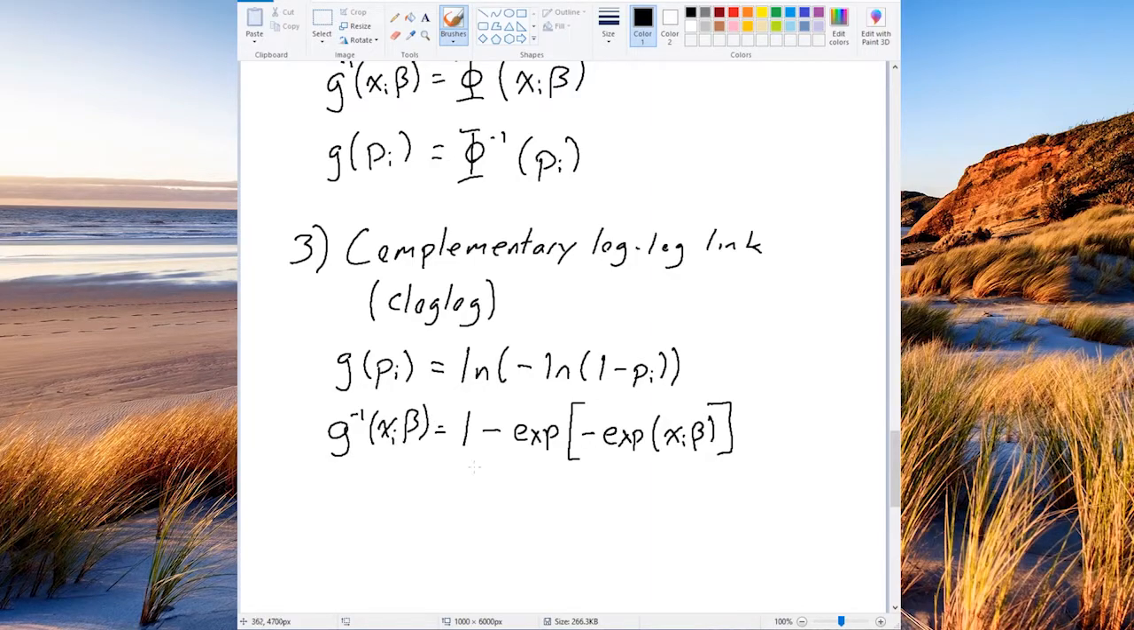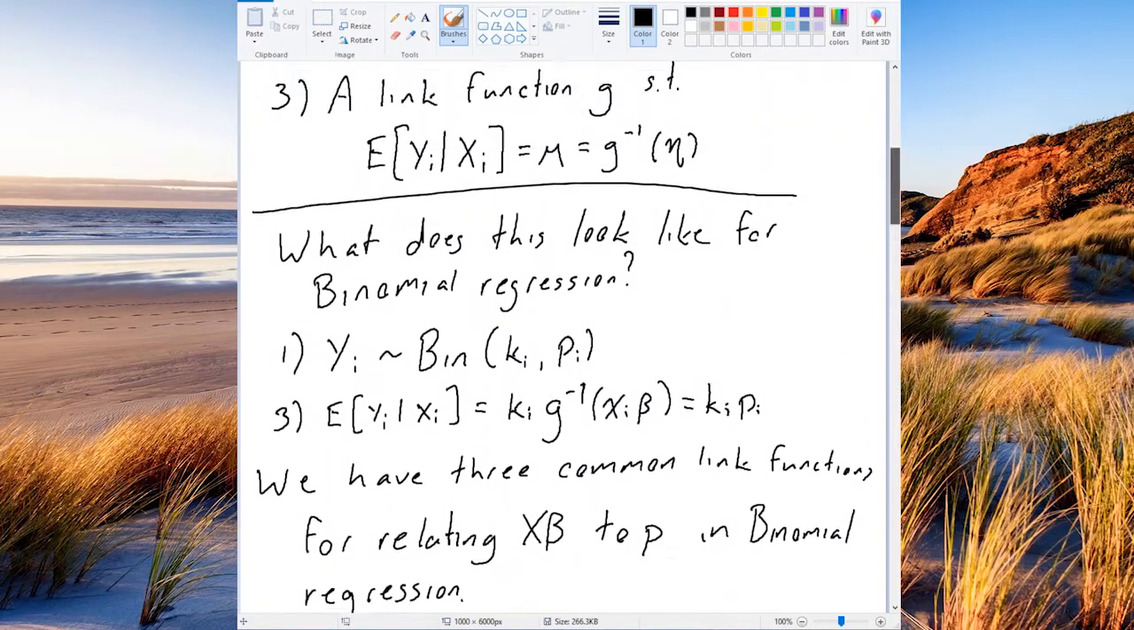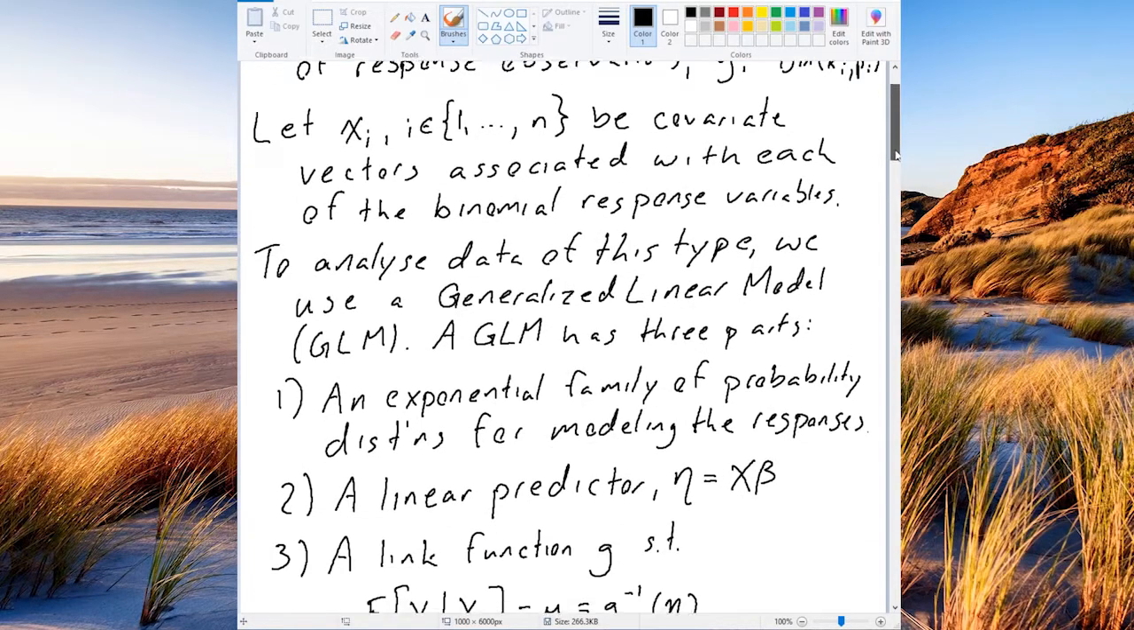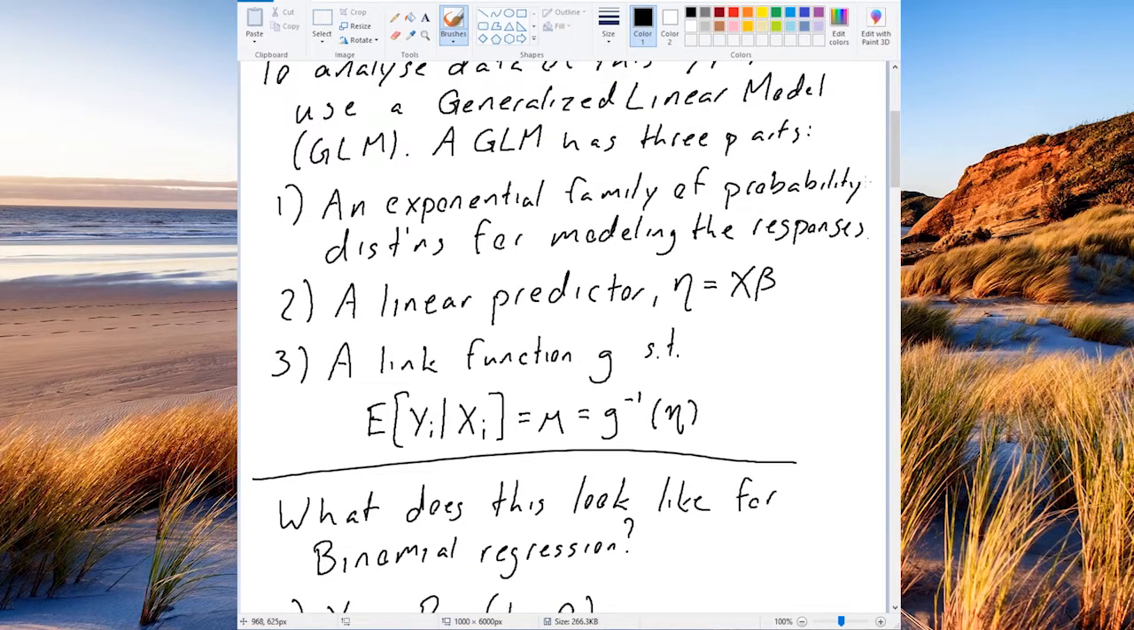But this is what I wanted to talk about for the moment on binomial regression. Just how do we deal with binomial data in a regression model? So if we've got yi distributed binomial ki pi, and xi being covariate vectors, then we're going to use generalized linear models. We need an exponential family of probability distributions, which is going to be our binomial family of probability distributions.